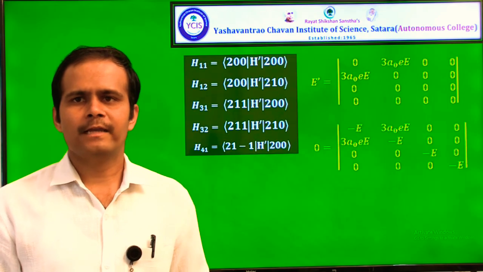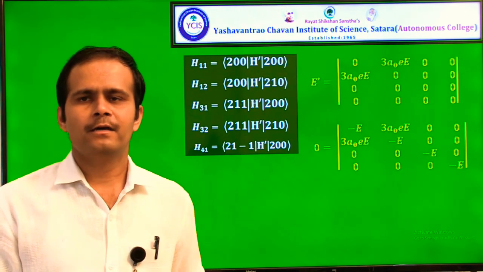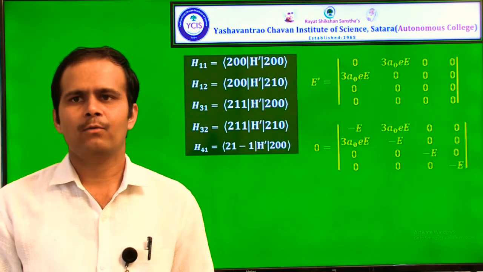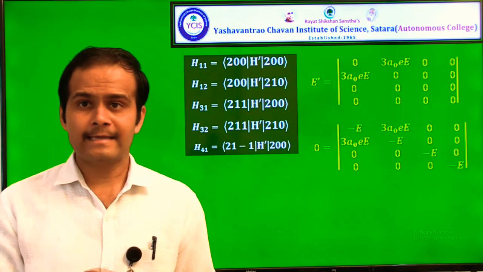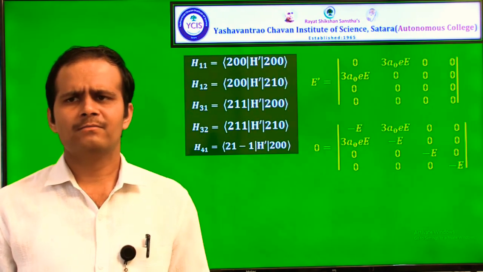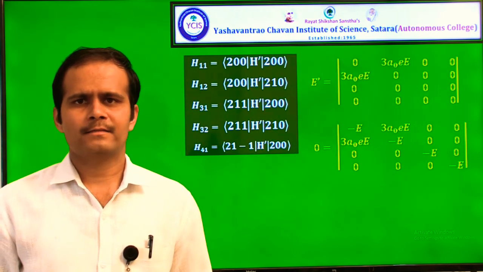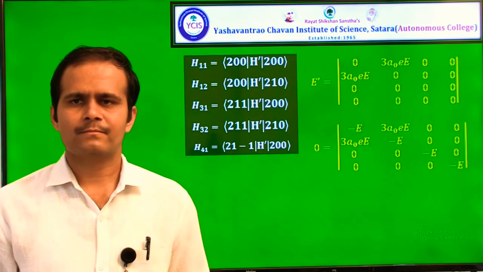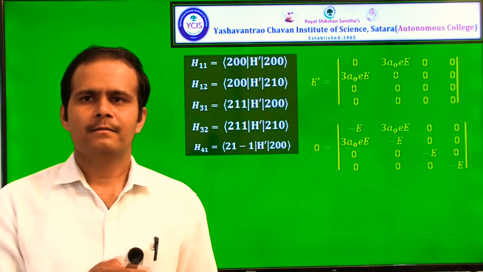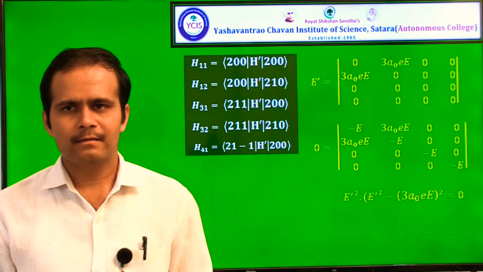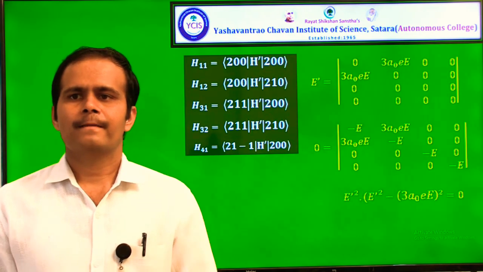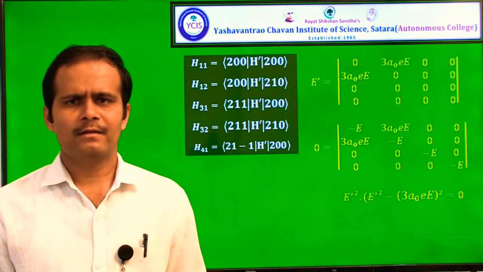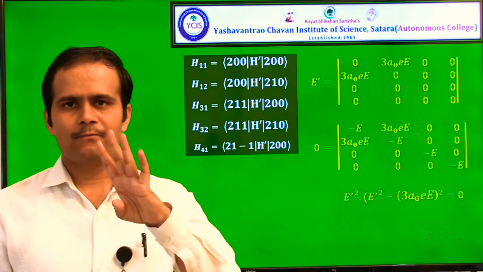Now we can do it like this. E will shift to the RHS, it becomes minus E, and that is a diagonal matrix, and hence we have minus E dash, 3 A naught E, and all terms 0 other than the diagonal parts. Diagonal elements are only minus E dash, minus E dash. So we can now calculate E dash very easily. We have E dash square into E dash square minus 3 A naught E whole square is equal to 0.